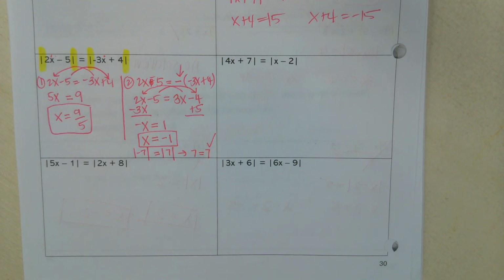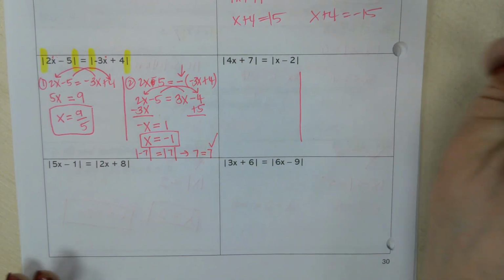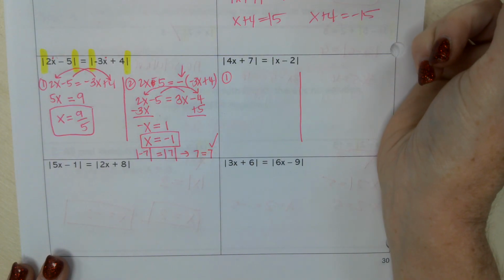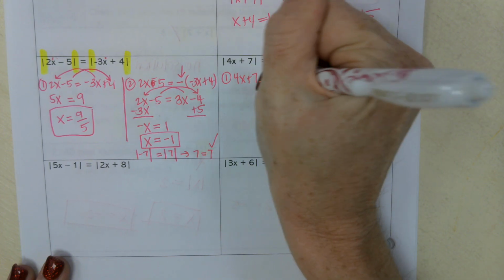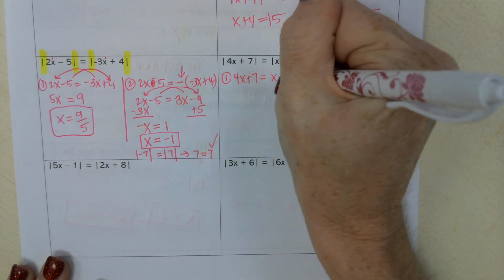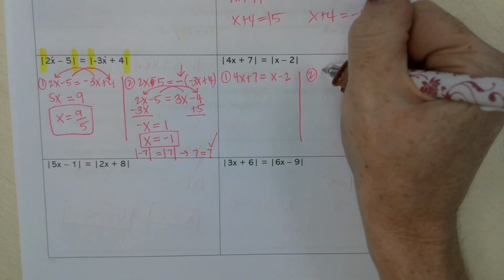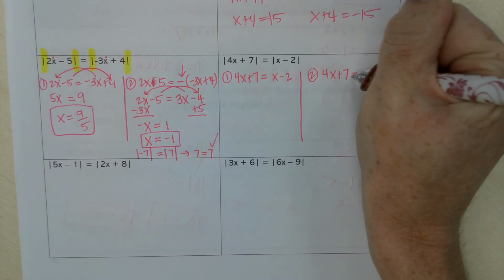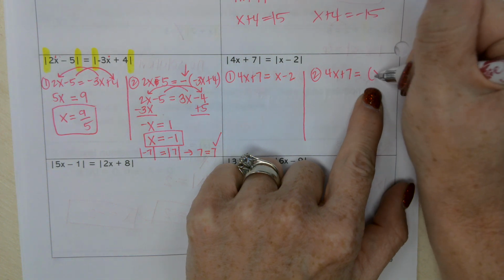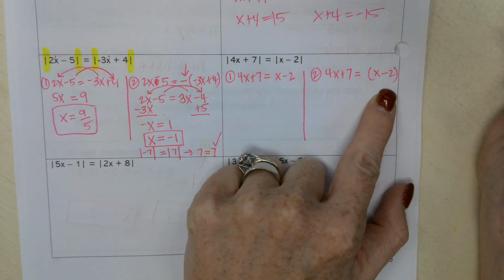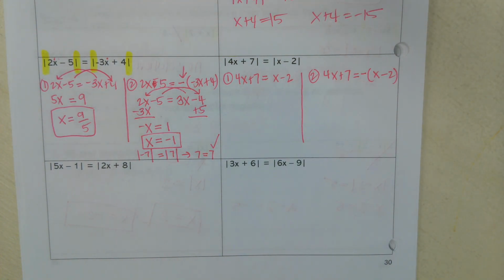Okay? Let's do it again. All right, we got two cases right here. I'm going to split the middle. Case 1. What am I going to write? 4x plus, equals x minus 2. You just write it like you see it without the absolute value bars. Now, the second case, you do not change the left side. But what am I going to do to the right side? Put parentheses around it and make it the opposite. Make it negative. Great job. Same thing.